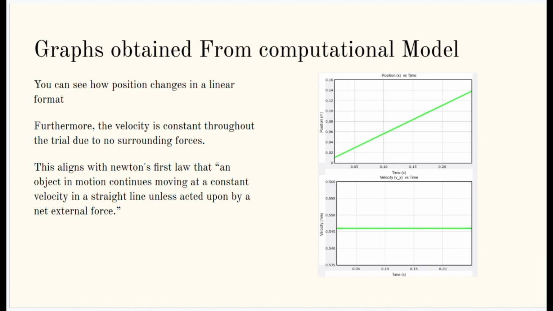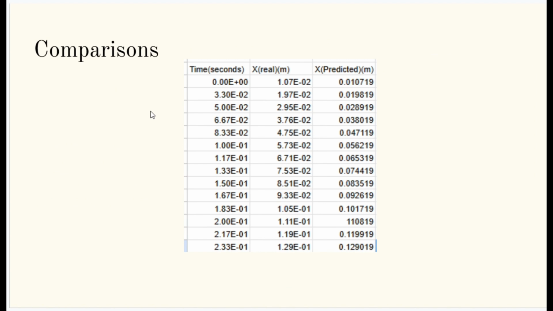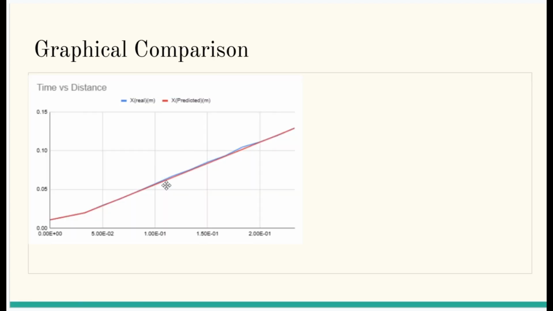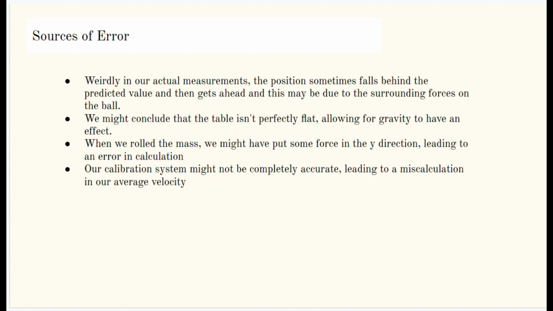So here are the comparisons. In our x real versus x predicted, you can pause it and see it, but it's very similar, though the x real does differ from the predicted a certain amount of the time, and once again you can see this in our graphical comparison. Sources of error: why is it different? Weirdly, in our actual experiment, the position sometimes falls behind the predicted value and then gets ahead, and this may be due to surrounding forces on the ball. We might conclude that the table isn't perfectly flat, allowing gravity to have an effect, and when we rolled the mass, we might have put some force in the y direction, leading to an error in calculation.